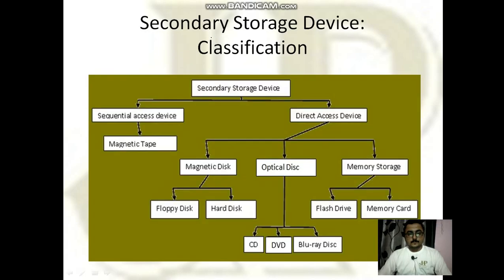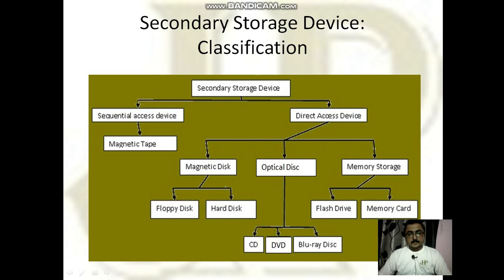So, this is the classification diagram for secondary storage device. These are divided into two. First one is sequential access device and another one is direct access device. In sequential access device, magnetic tape is there, while direct access devices are classified into three. First one is magnetic disk, another one is optical, and the last one is memory storage.